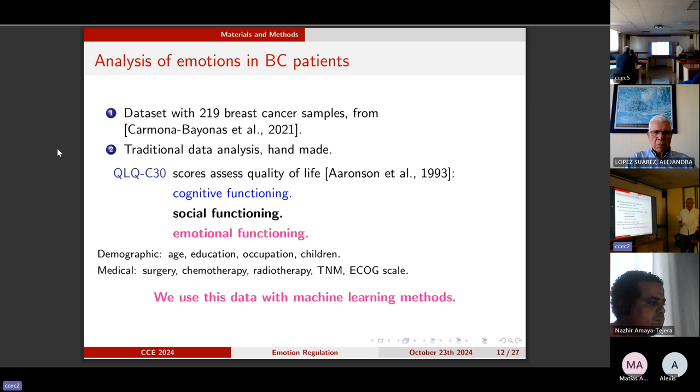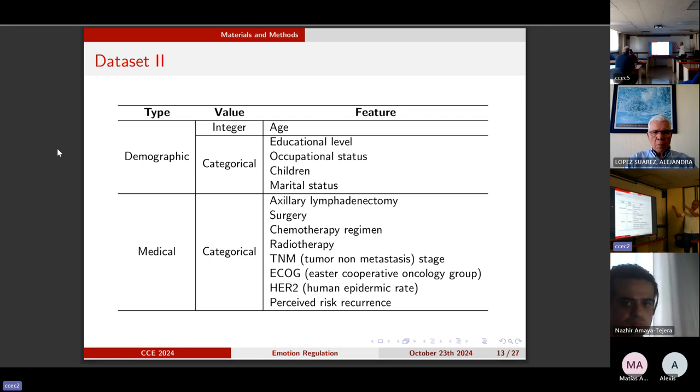This made a traditional data analysis possible, using, of course, these QLQ-C30 scores that emphasize the cognitive, the social functioning, and, more important, the emotional functioning. It also includes demographic and medical information. And we use this data with machine learning methods, the methods I mentioned before. This is the kind of data that is included there, of course, demographic and medical, as you can see.